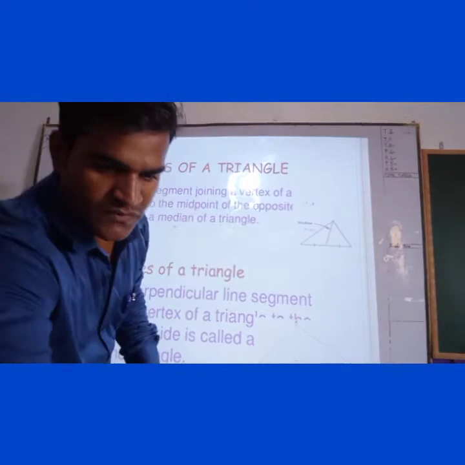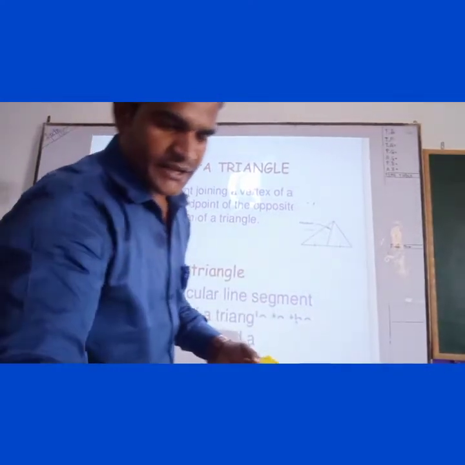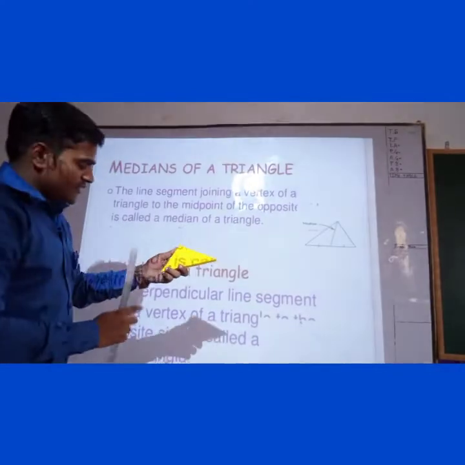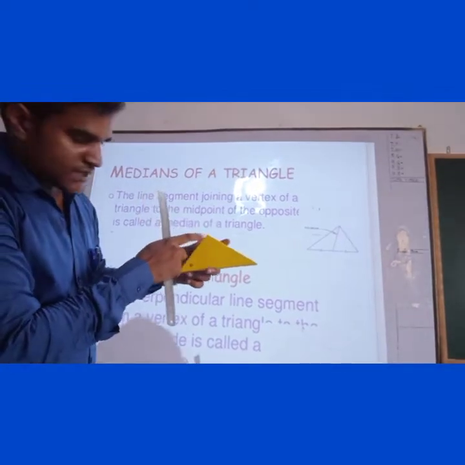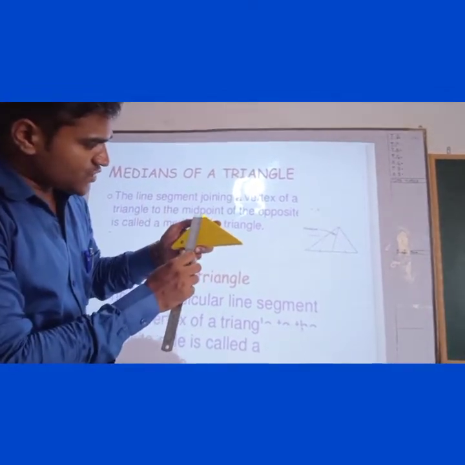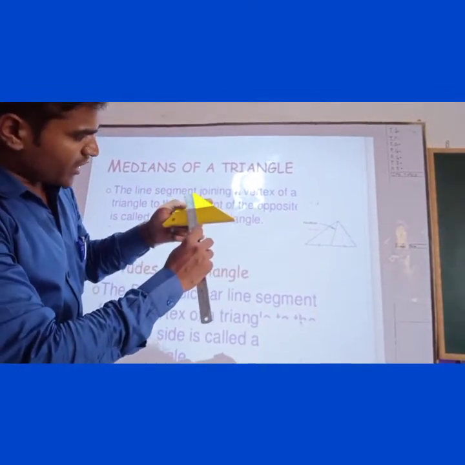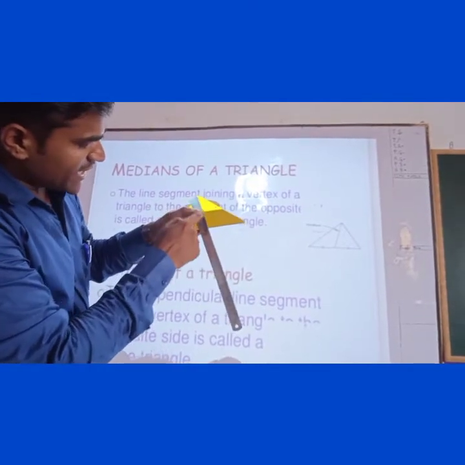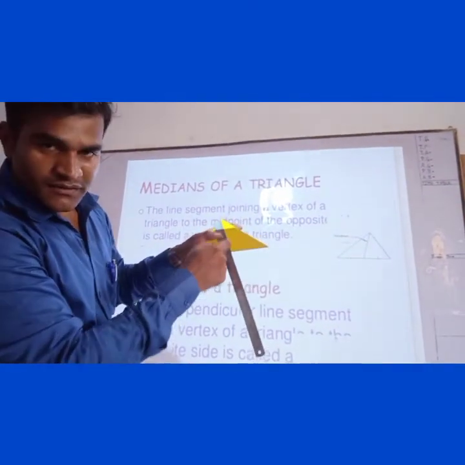So let's see with the help of an example here. Children, this is a vertex, and this is a line segment which is joining to the midpoint. So the midpoint will be there. Okay, so this line segment is called the median.